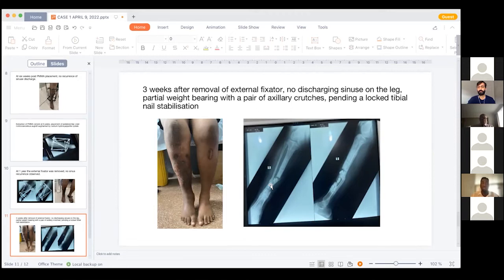So you're going to need to do an open reduction and insert your nail, put more bone graft, and for the sake of completeness, I would probably do a fibular osteotomy and have this patient full weight bearing as soon as possible. So sorry if I was too lengthy in my answer, but no, not at all. No, those were very important points.